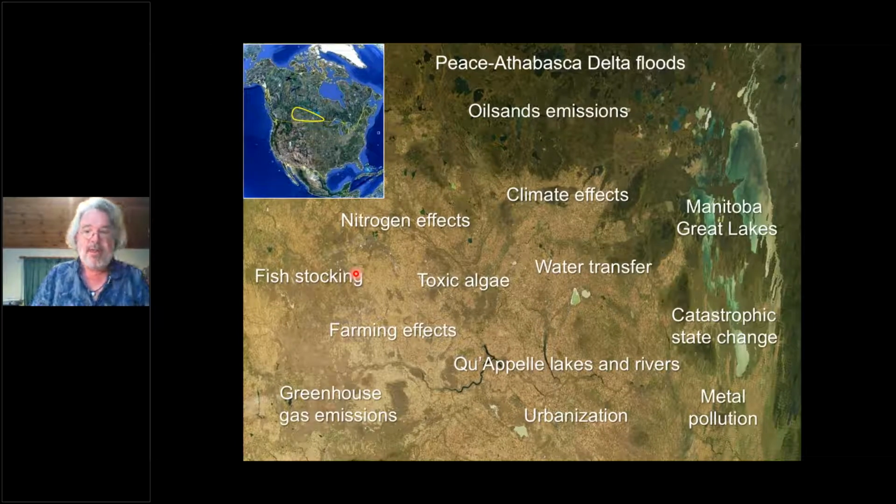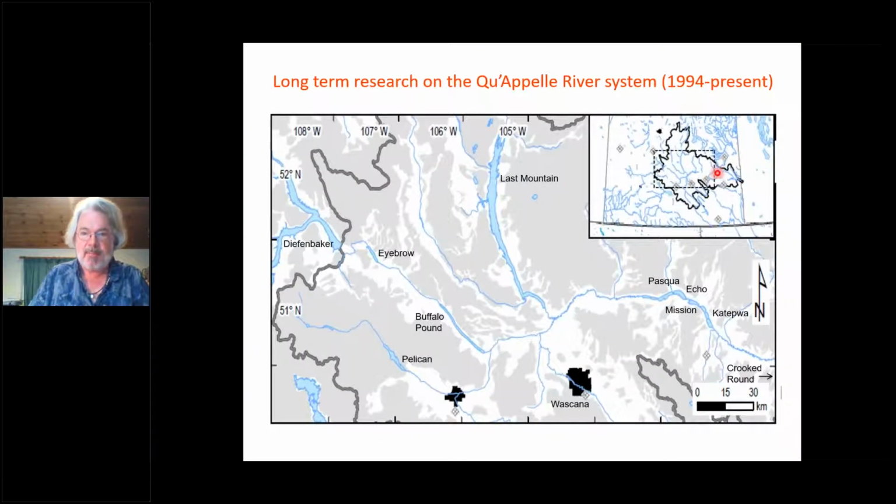So the specific area that I tend to work in is the Qu'Appelle River catchment. There's an inset map here. The gray area outlines it. We're talking about a little over 58,000 square kilometers of mixed grass prairie for the most part.